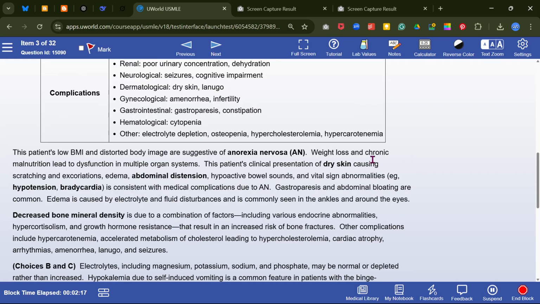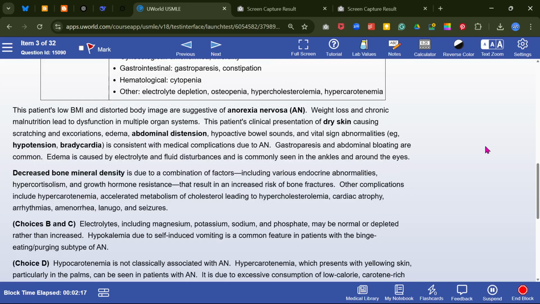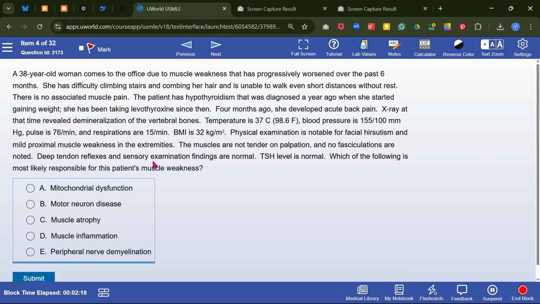Decreased bone mineral density is due to a combination of factors including various endocrine abnormalities, hypercortisolism, and growth hormone resistance that result in increased risk of bone fracture. Other complications include hypercarotenemia, accelerated metabolism of cholesterol leading to hypercholesterolemia, cardiac atrophy, arrhythmia, amenorrhea, lanugo, and seizure. We have done this question just now. Next.